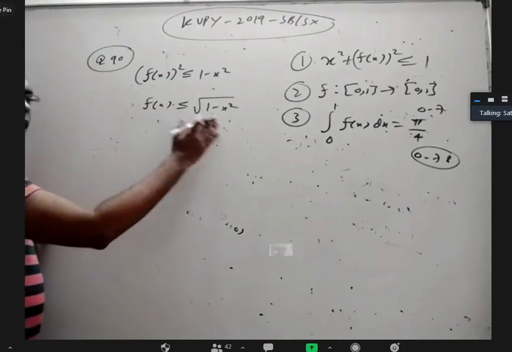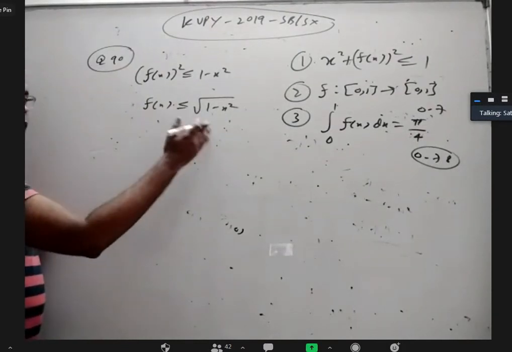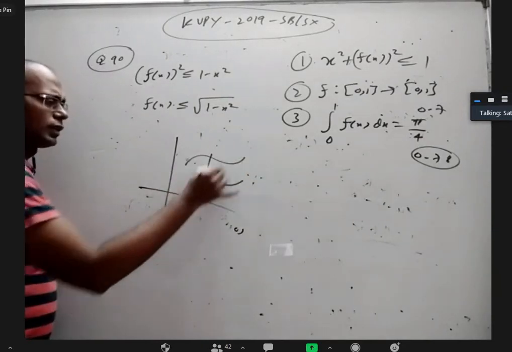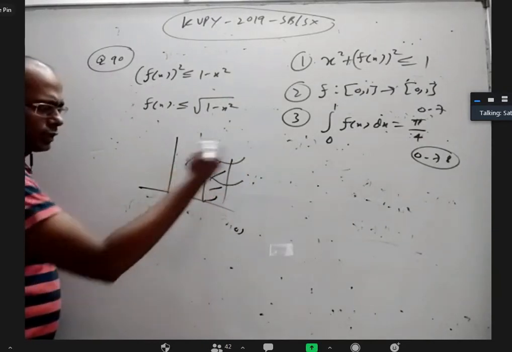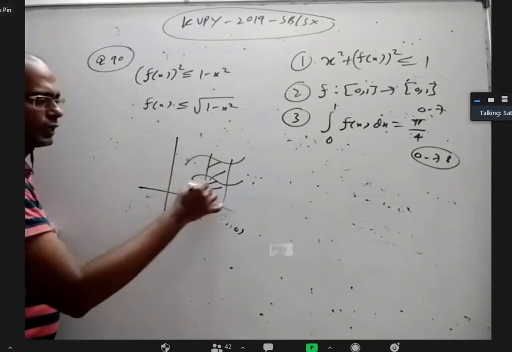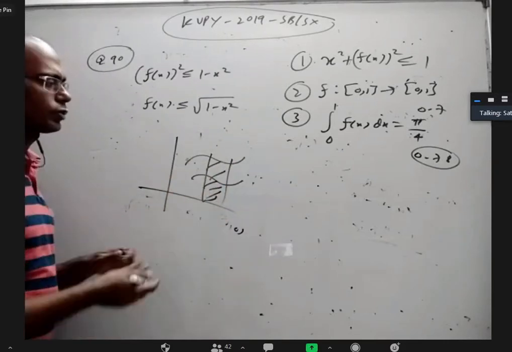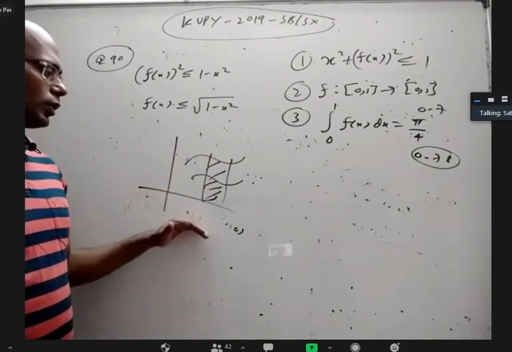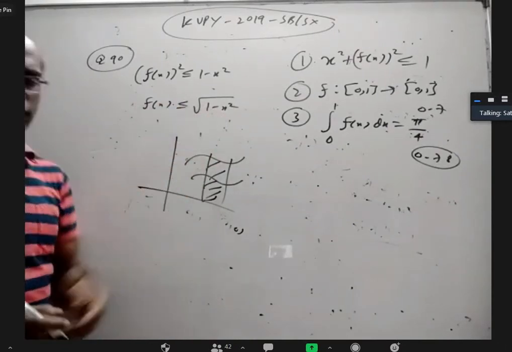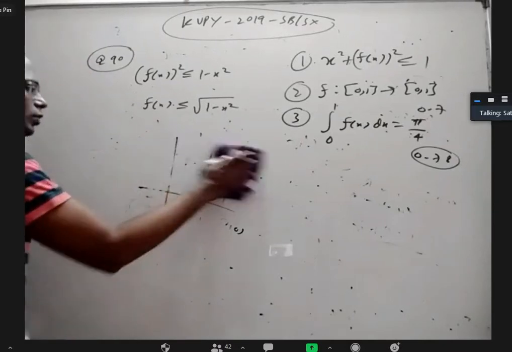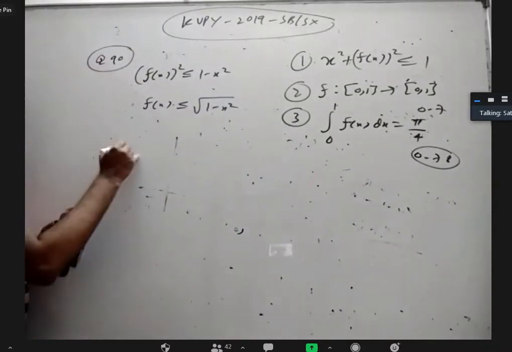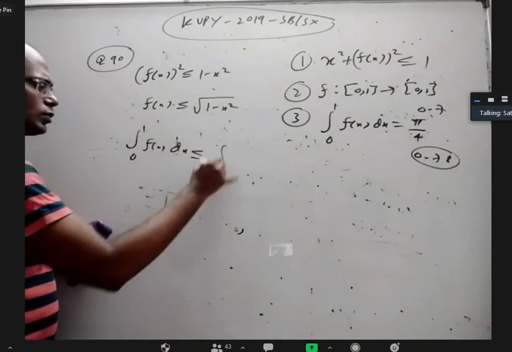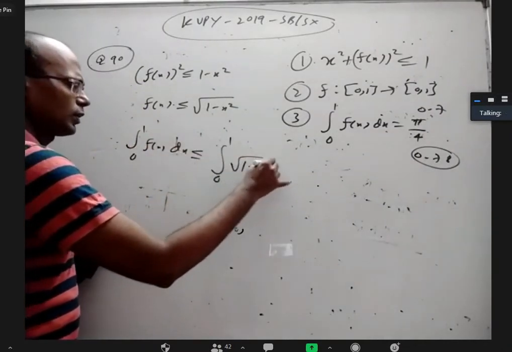Okay, so in an inequality, we can apply definite integration. The reason is, if one curve is below another curve, the area under the higher curve will be more than the area under the lower curve. If the curve is above, the area under it will be more. If the curve is below, the area under it will be less. So we can apply definite integration to an inequality. Nothing wrong in that. So I can say integral 0 to 1 f of x dx is less than or equal to integral 0 to 1 root 1 minus x square dx.